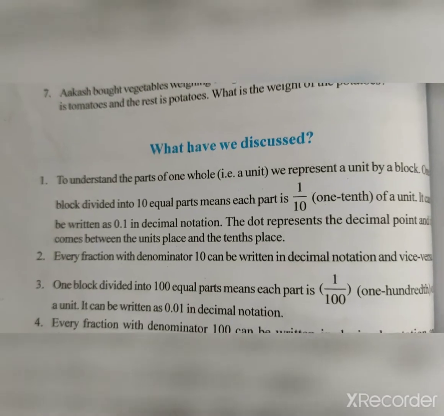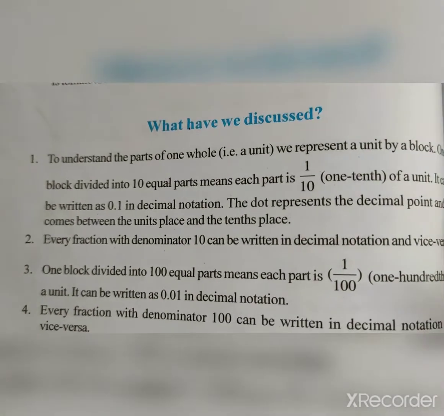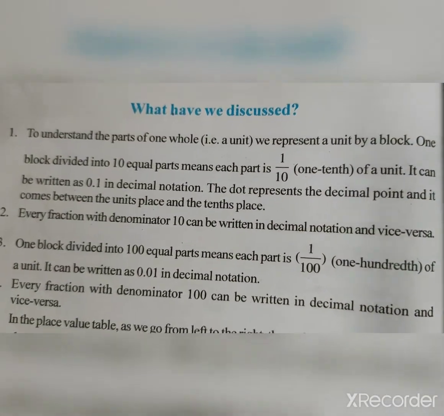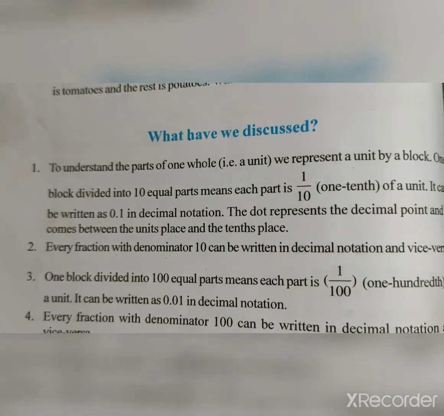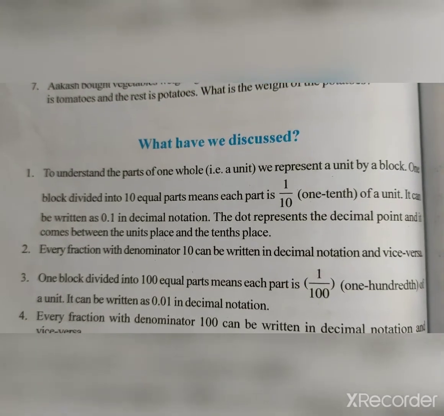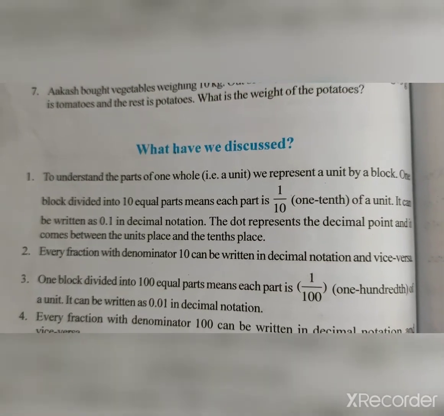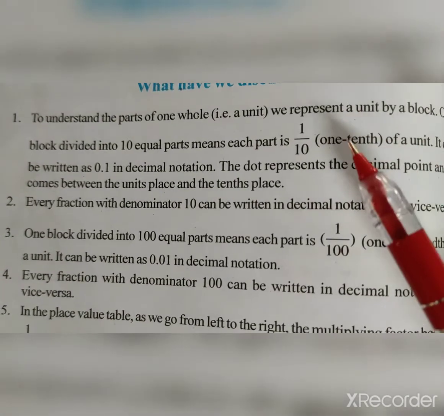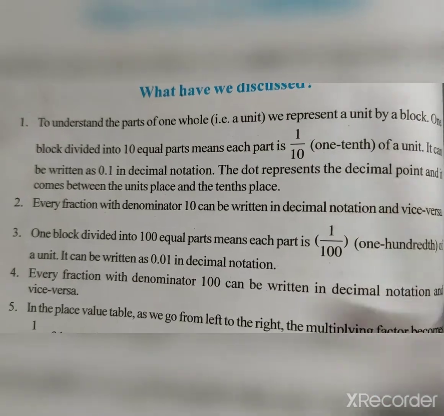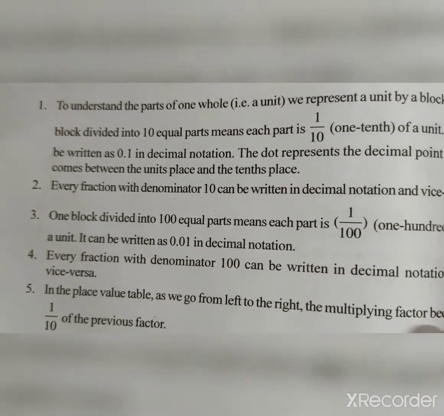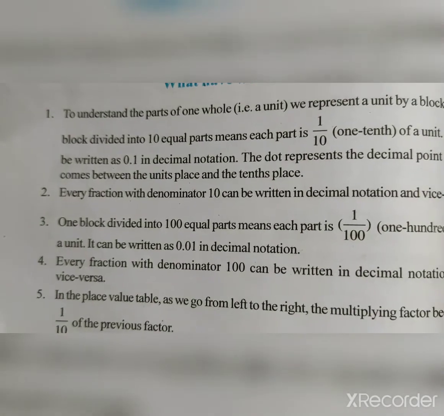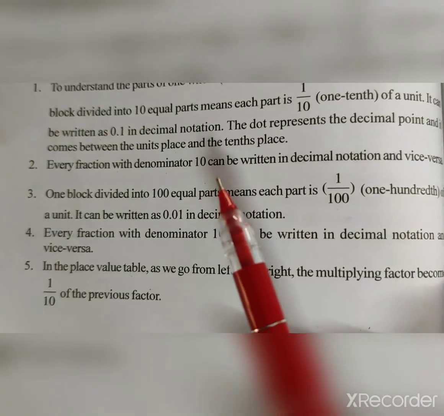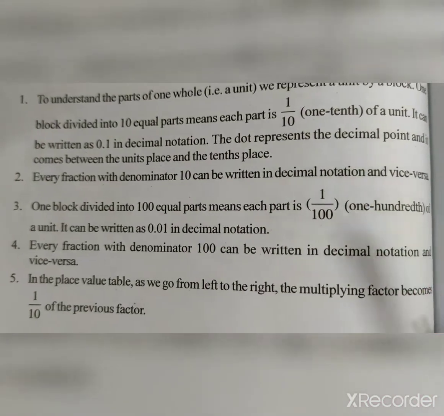Now what have we discussed? To understand the parts of one whole, that is a unit, we represent a unit by a block. One block divided into 10 equal parts means each part is 1 upon 10, that means 1/10 of a unit. It can be written as 0.1 in decimal notation. The dot represents the decimal point and it comes between the unit's place and the tenth place. Every fraction with denominator 10 can be written in decimal notation and vice versa.